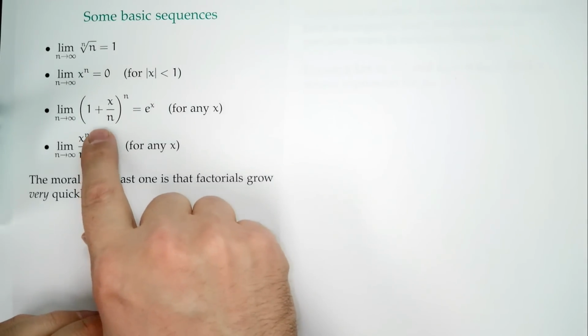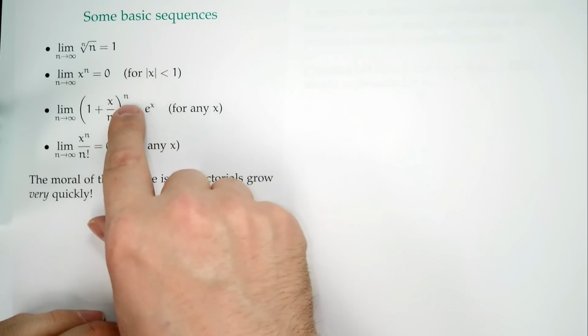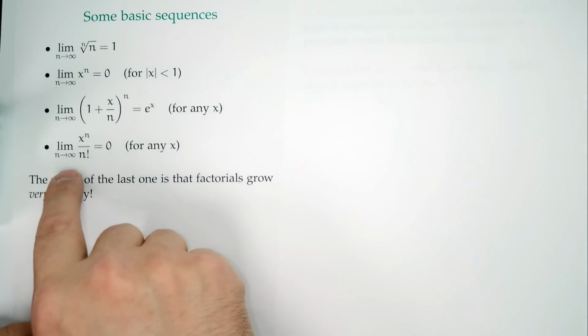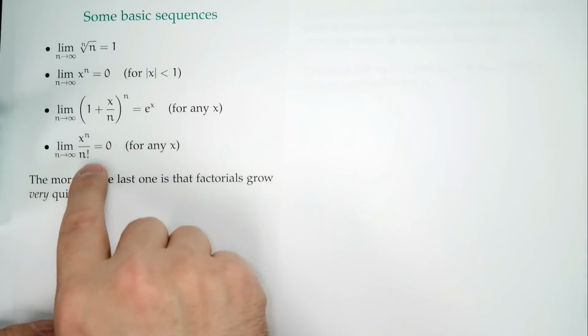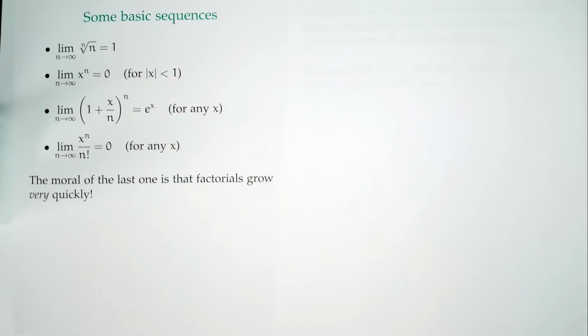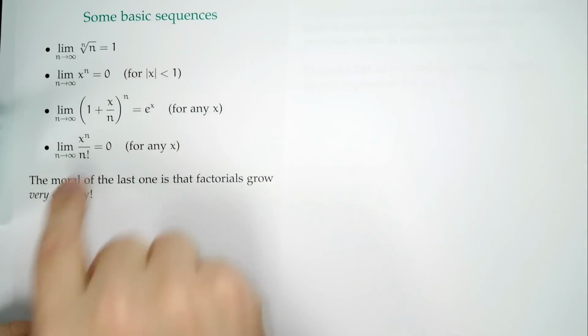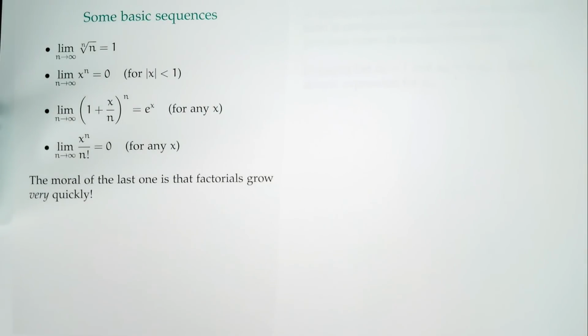If I have (1 + x/n) raised to the nth power, that's e to the x. For any x you choose, that's always going to be true. And if I take the limit as n goes to infinity of x to the n divided by n, oh wait, no, that's not n, it's something else. It's n factorial. Okay, we should talk about that.